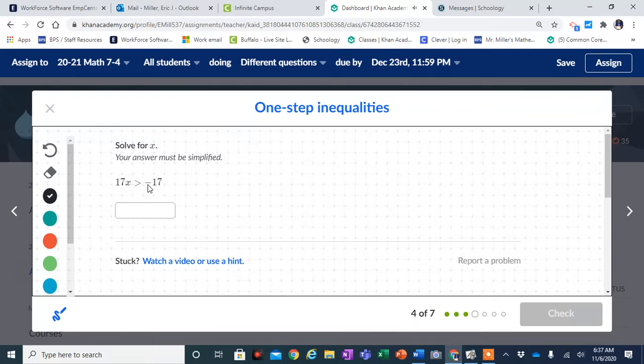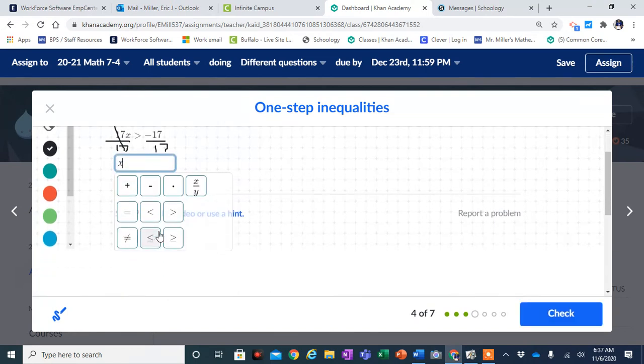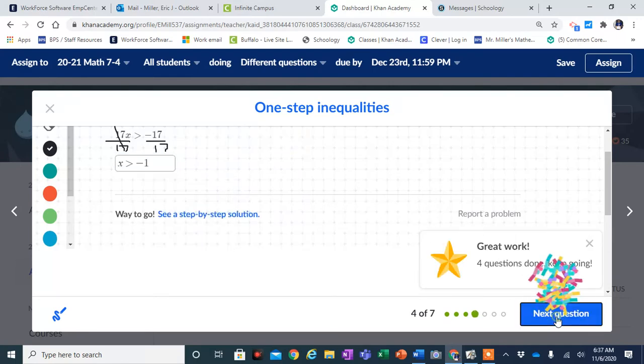All right, so again, the negative here does not matter because the number you're getting rid of is this positive 17. So you're dividing both sides by 17. These would cancel. You divided by a positive 17, so the sign stays the same. So this is x greater than, and then negative 17 divided by 17 is negative 1.